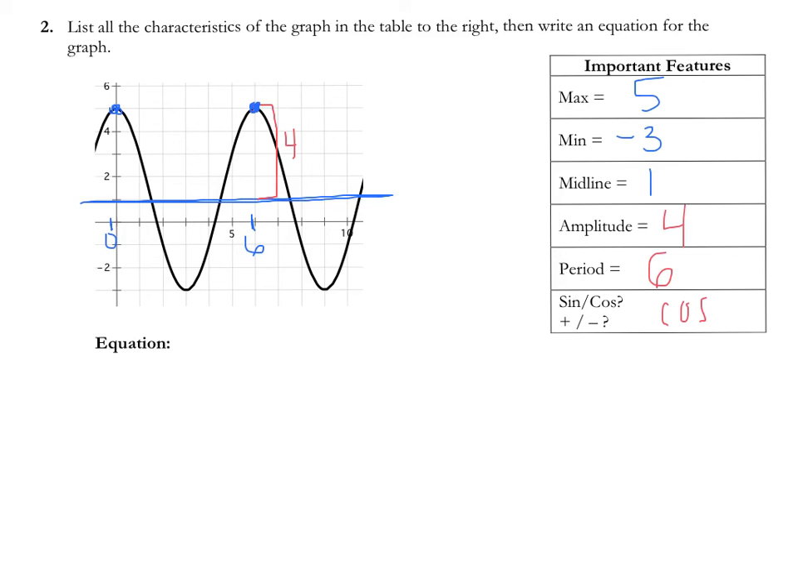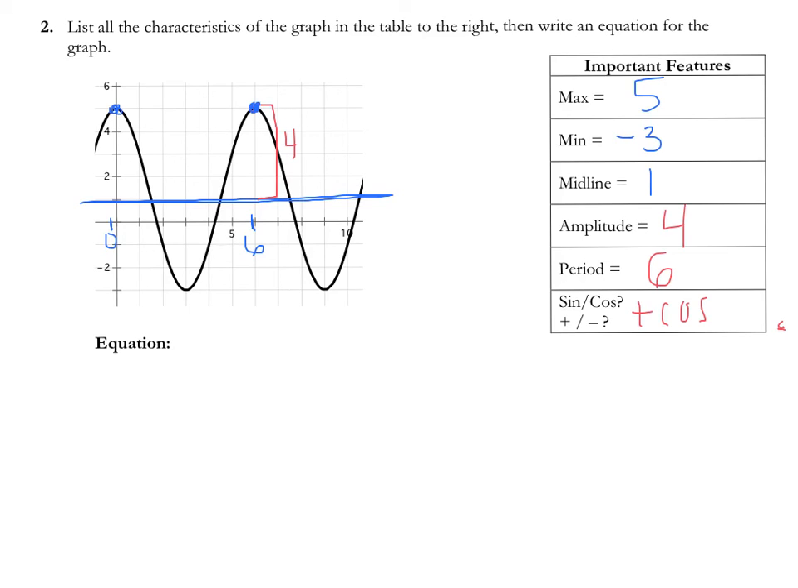So we know that we're going to use cosine, and then to determine whether we're going to use positive cosine or negative cosine, we're going to look at, well, are we starting at a peak or are we starting at a valley? Are we starting at a max or are we starting at a min? So if we start at a max, we're going to use positive cosine. If we start at a min, we're going to use negative cosine. This graph starts at a peak or a maximum, so we're going to use a positive cosine.